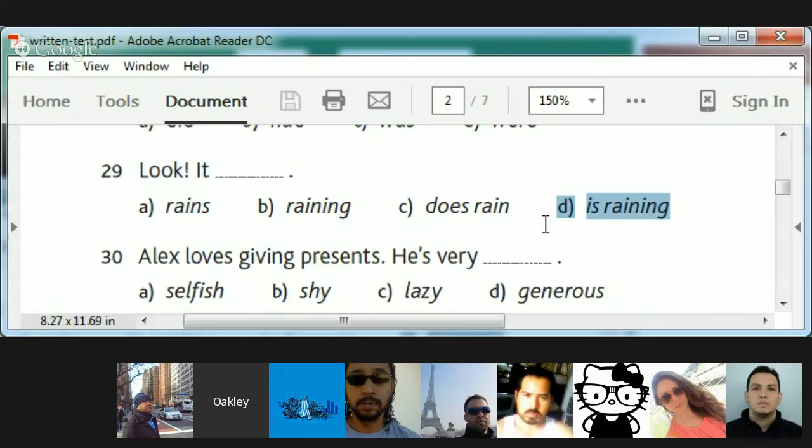Definitely the best answer is D. Look, it does rain. Why would you say that? What context would you say that in? I'm not arguing with you, I'm just asking you. Sure, maybe I arrived at a desert, and we were discussing how dry it is, and apparently it never rains. And then it starts raining, and I say, hey, look, it does rain. Very good. Very, very good.